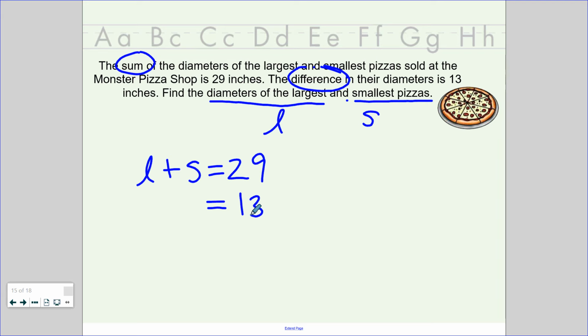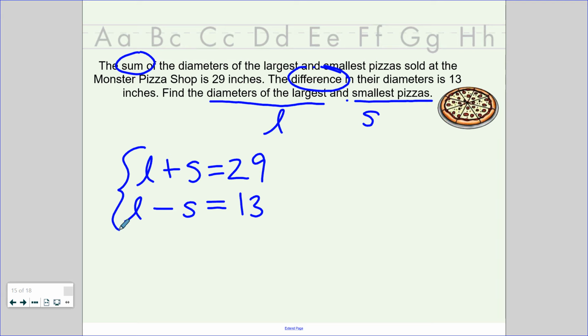So now we have to think about difference is subtraction for sure. We know that's going to happen. Do I do largest minus smallest or smallest minus largest? Hopefully, your brain is screaming, it's got to be largest minus smallest, because if I did smallest minus largest, I would have a negative number on the other side of the equation. And that's our system. From here, you can solve it how you like.